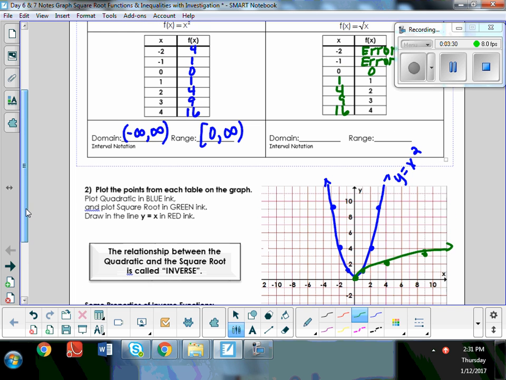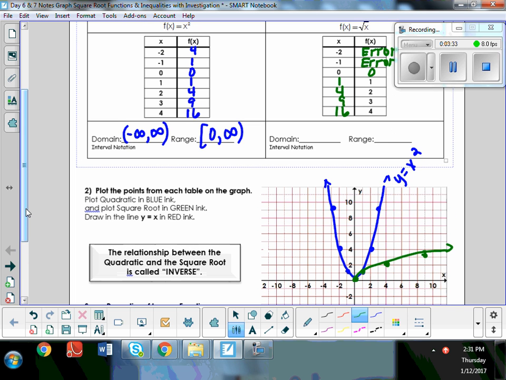So let's look at the domain and the range for the square root function. It's a little bit different. So for my domain, it starts at 0, and it goes off to infinity. And then for my range, it starts at 0, and it's always going up a little bit higher and to the right. So the domain and range are the same.